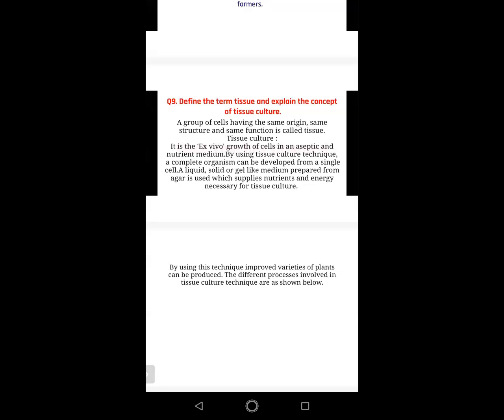A solid, liquid, or gel-like medium prepared from agar is used, which supplies nutrition and energy necessary for tissue culture. By these techniques, improved varieties of plants can be produced. The different processes involved in these tissue culture techniques are shown below.